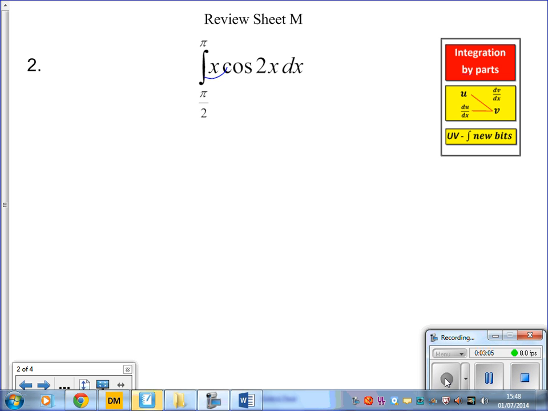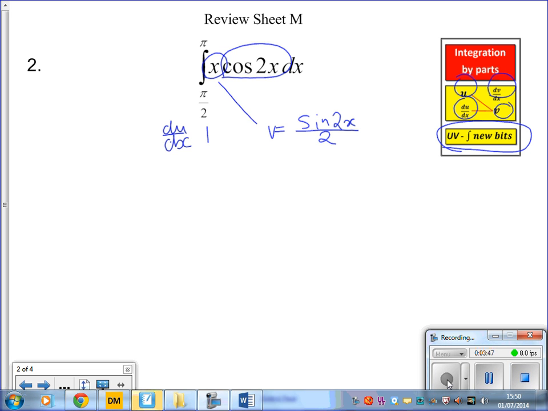Question 2. This is going to be my u, and to get my du dx I need to differentiate. So x differentiates to 1. This part here, cos 2x, is my dv dx. So to find v, I need to integrate. I would integrate to sine 2x all over 2. So I've got all 4 pieces of information now that I'm going to apply like this.